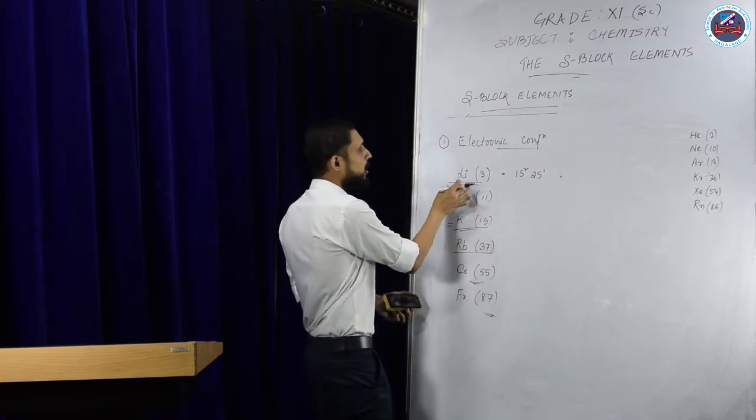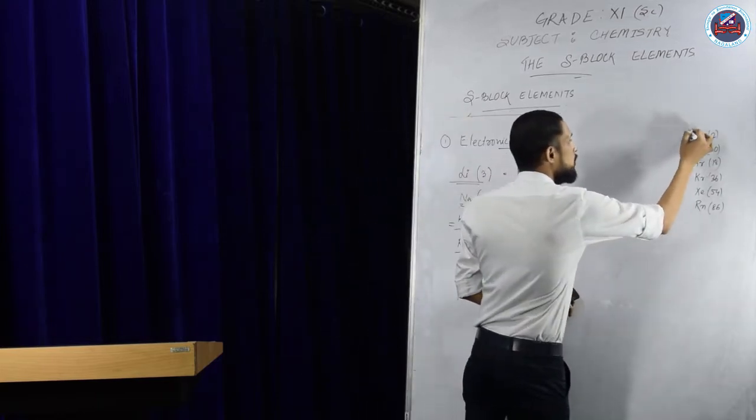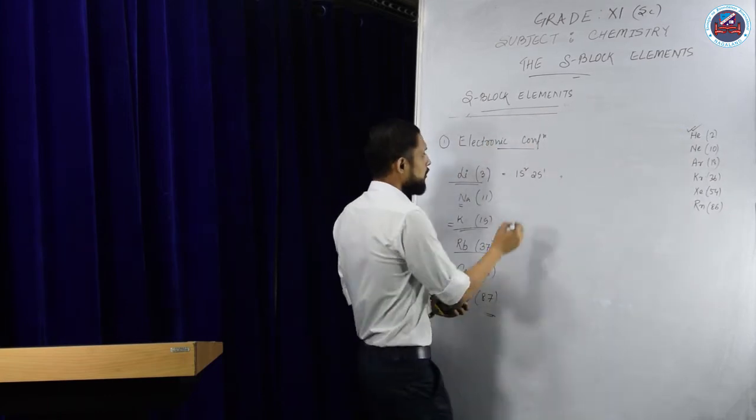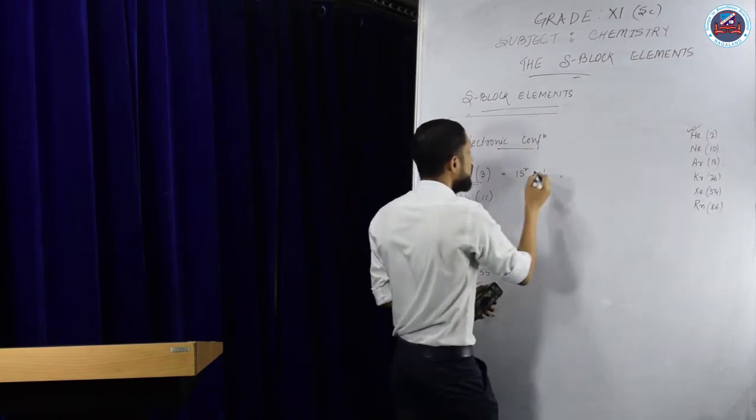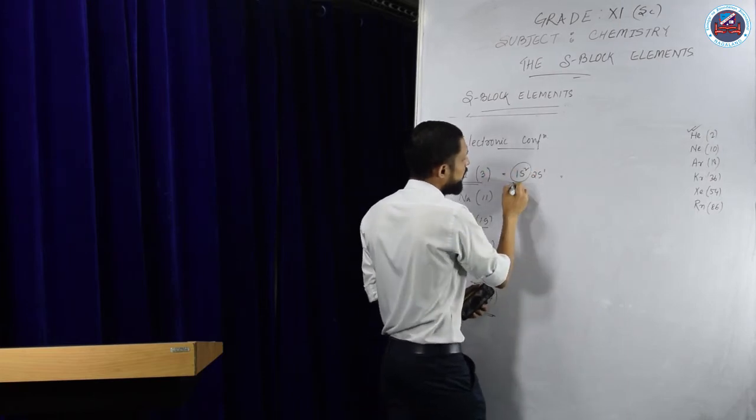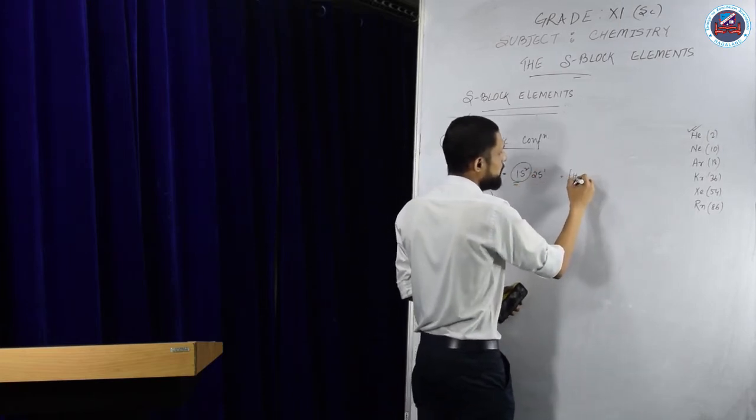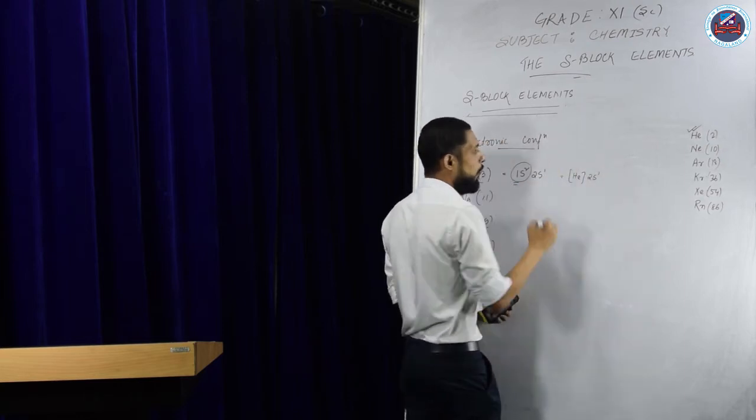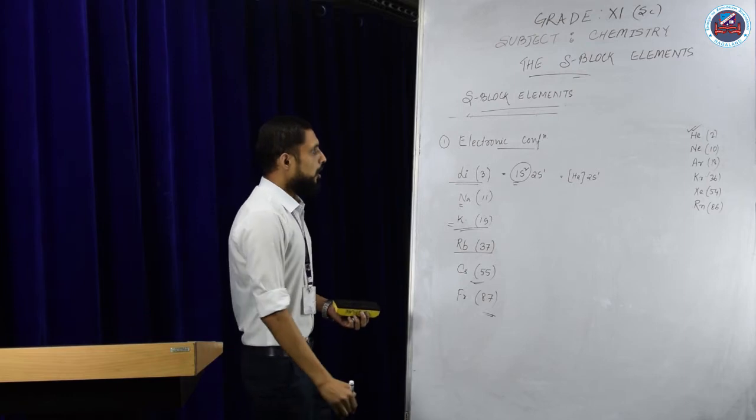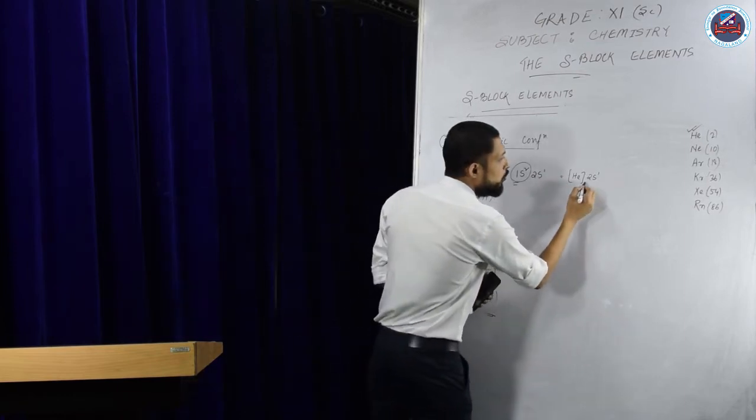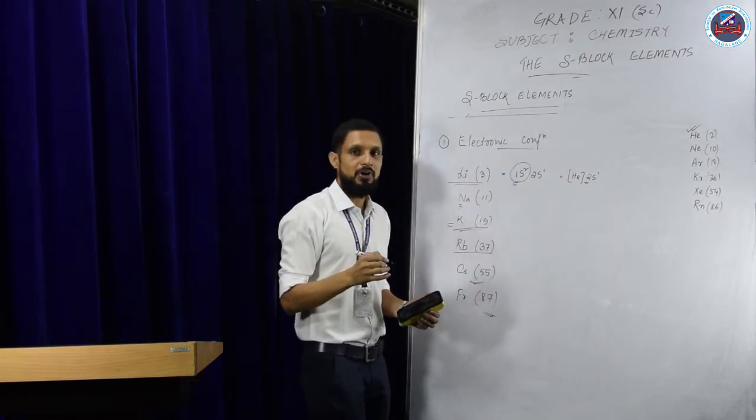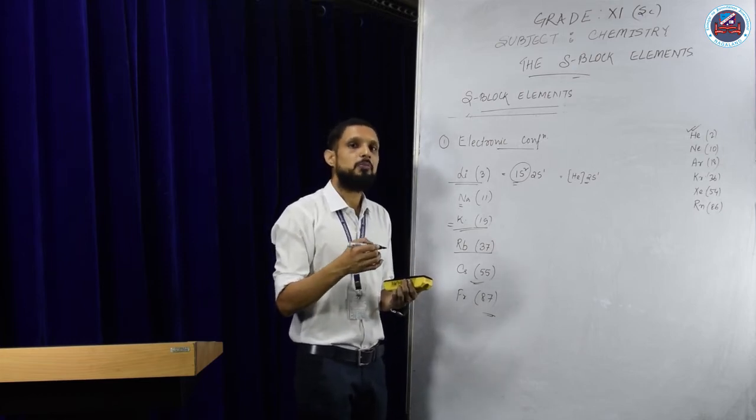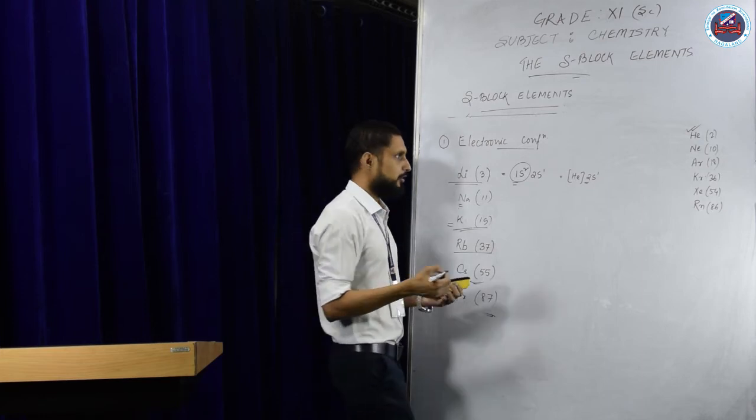So for lithium, we can use the inert gas, that is helium. Helium's atomic number is 2, so 1s2. In place of this, we'll write helium, that is He. So helium 2s1. Now here, this 2 is the shell number, and this will be helpful in studying the atomic radii and ionic radii.